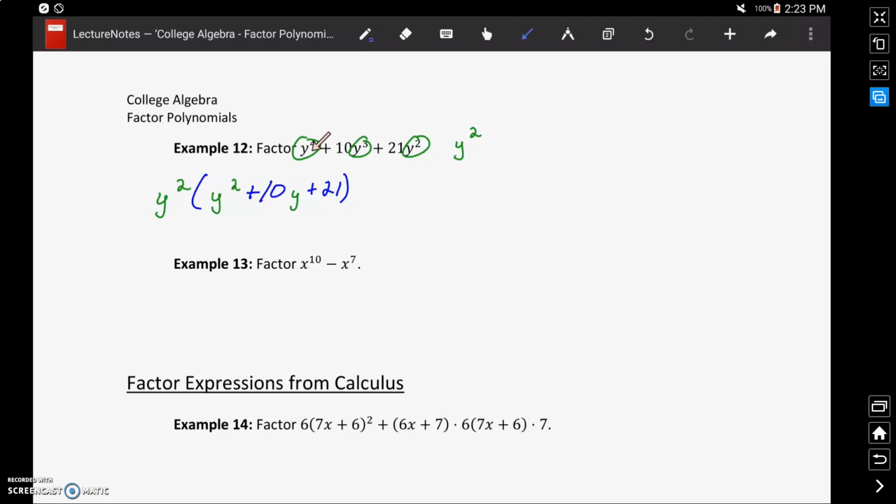Initially we had something that started off with y to the 4th. Now this expression, with that greatest common factor pulled out, begins with y squared. So we can apply a simple factoring technique to rewrite this as y squared times the quantity y plus 7 times the quantity y plus 3.